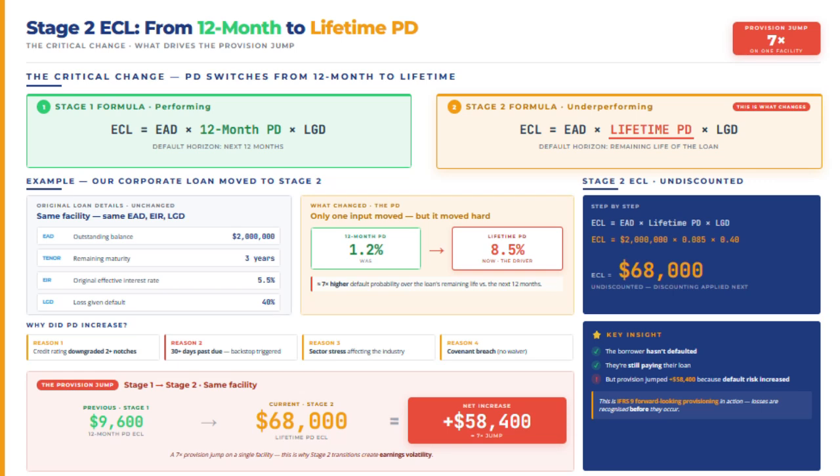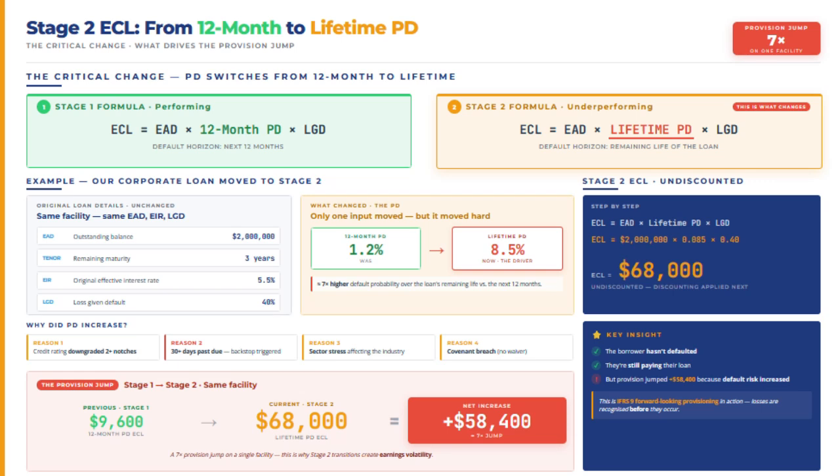So if you remember, the previous stage 1 provision is 9,600, and currently the stage 2 provision jumps to 68,000. So the net increase, if you subtract both of them, is 58,400. So basically a 7 times jump on a single facility. And this is why stage transitions create earnings volatility.